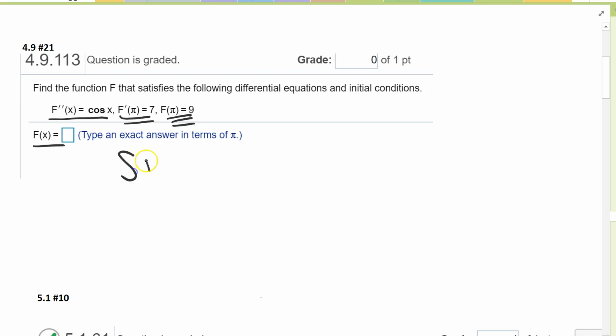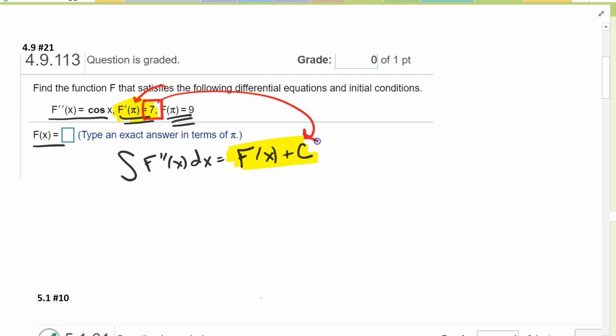So when we integrate a second derivative of a function with respect to x, that's going to give us the derivative of the function plus some constant c. We're going to use the fact that if we plug in pi to the derivative of the function, we should get 7. That's going to be used to calculate the c value. And then we're going to do the same thing when we integrate the derivative. We get the original function, plug in the value of pi to solve for that corresponding constant.